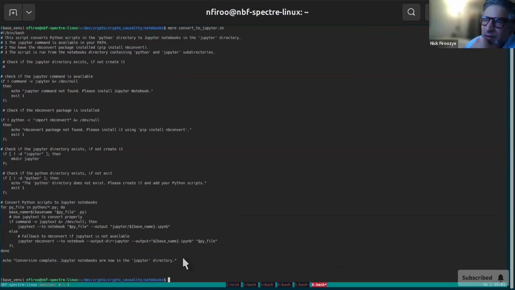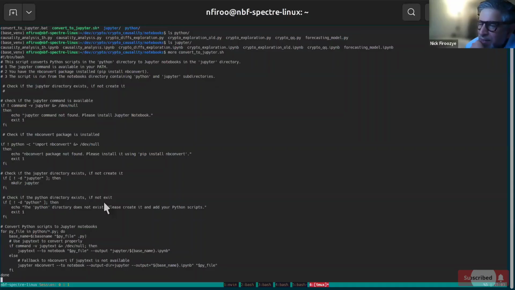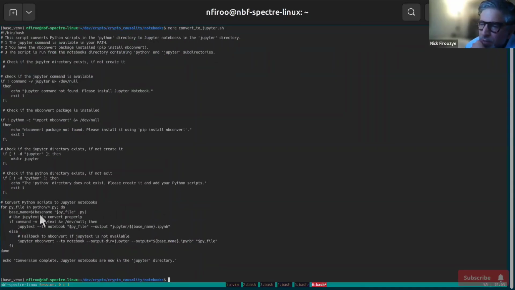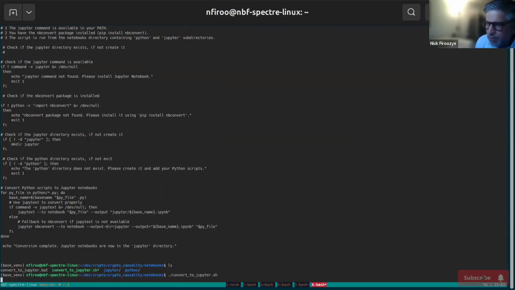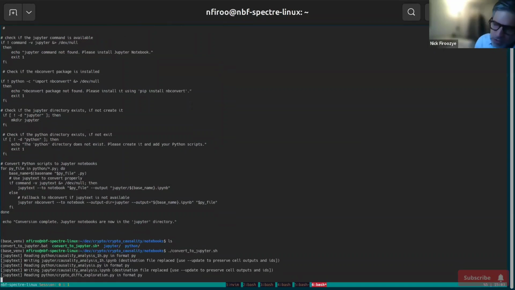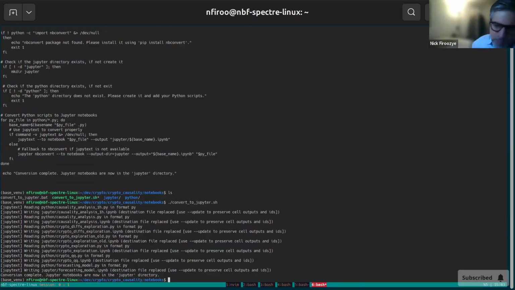Let's see, python -c import nbconvert. Oh, but there was something called Jupytext, I think is what it was called. Oh, there we go. Use Jupytext to convert properly. So Jupytext to notebook, the Python file output is a Jupyter file. And you can convert back and forth. So I have in here convert to Jupyter, and you just convert them all. Every time I make a change, I convert it to Jupyter. And then if I want to make my change permanent, I keep it in my Python files.